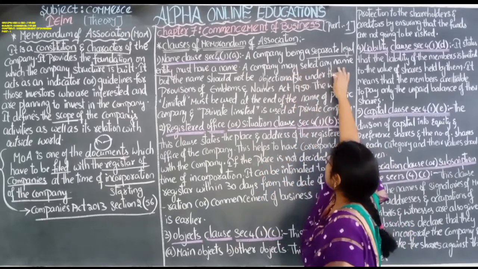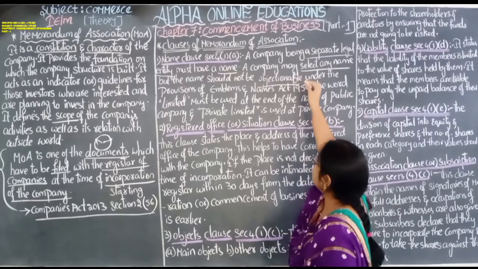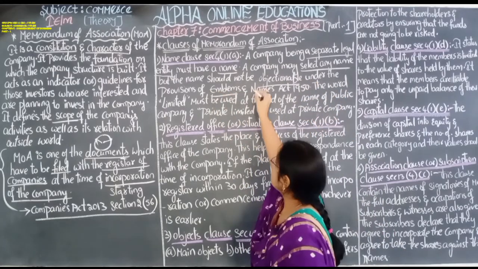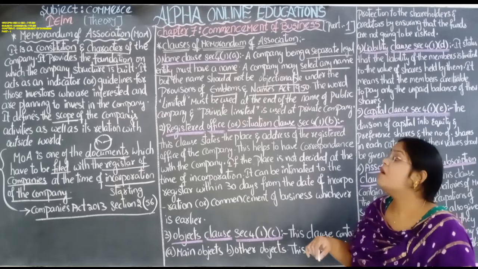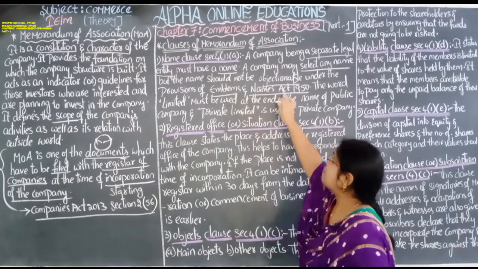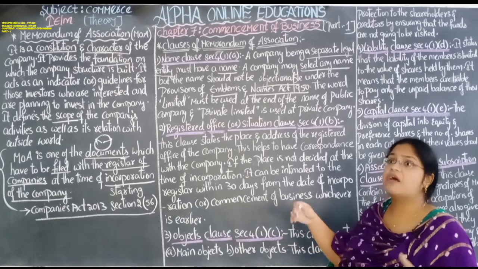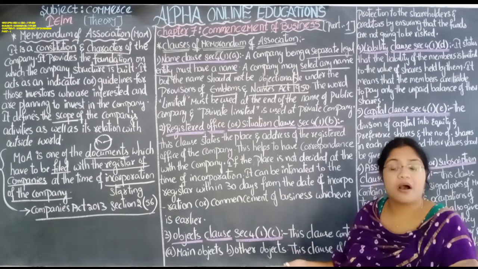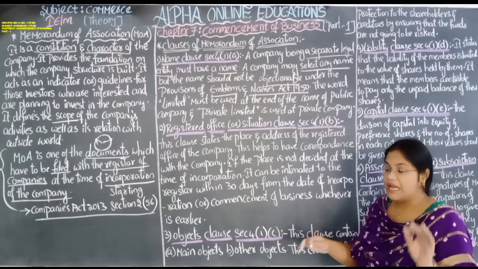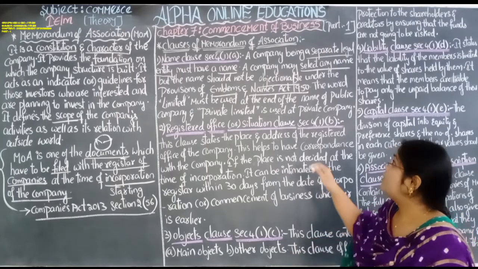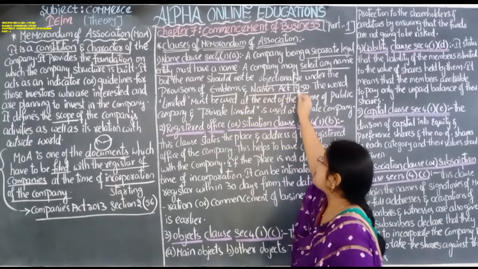A company may select any name it wants, but the name should not be objectionable under the provisions of the Emblems and Names Act 1950. If you keep names like king, queen, or the name of some government MLAs, MPs, you should not keep such a name for the company. The name of the company should not be objectionable under the Emblems and Names Act 1950.